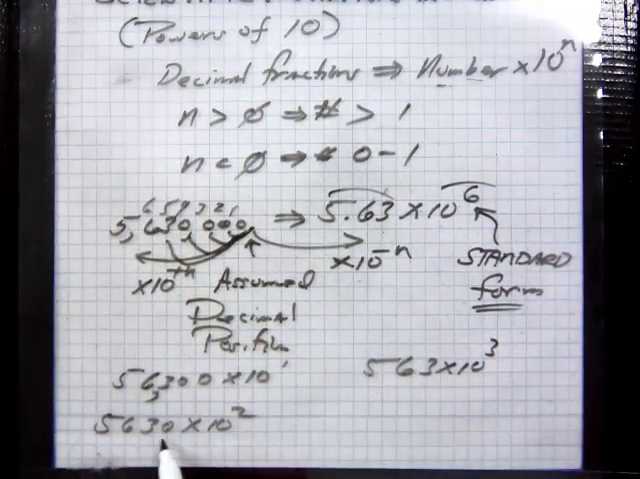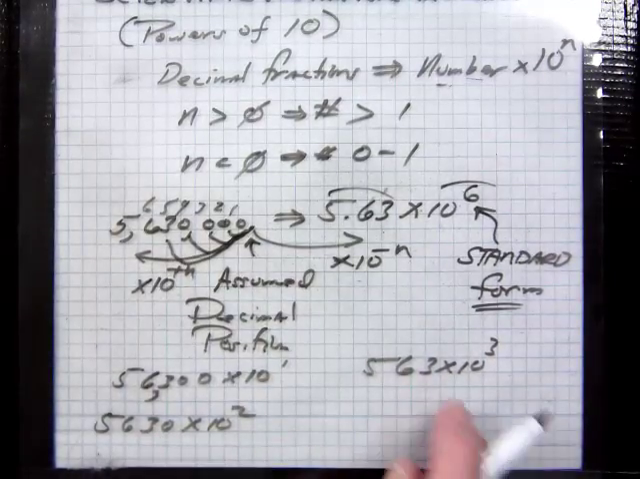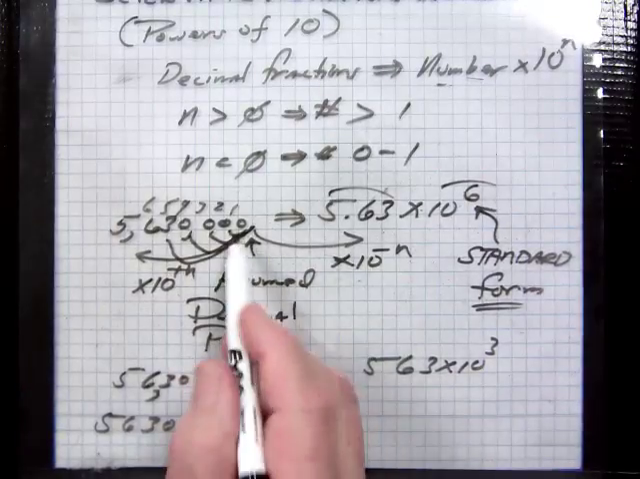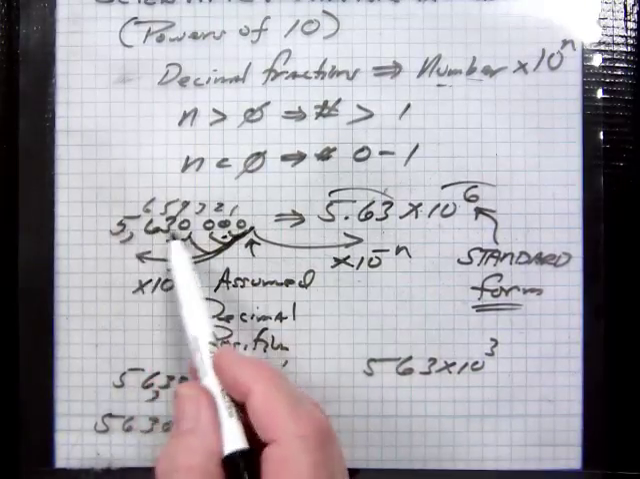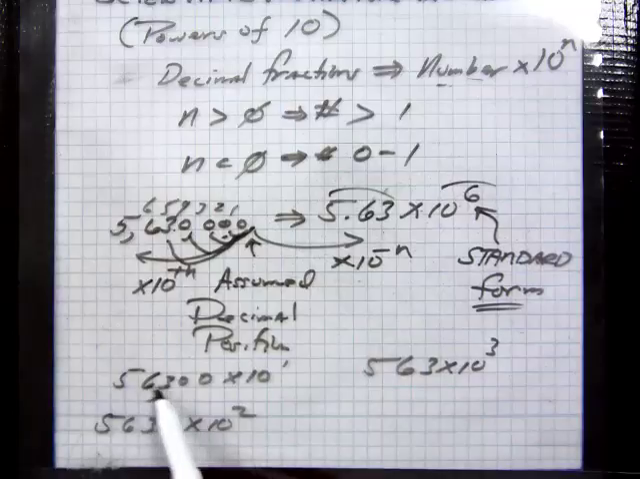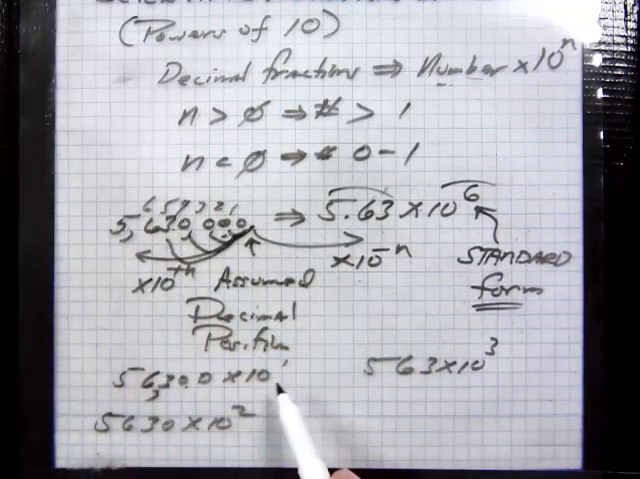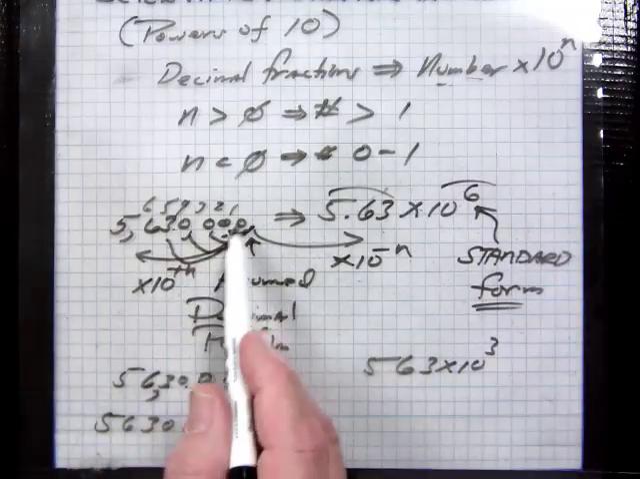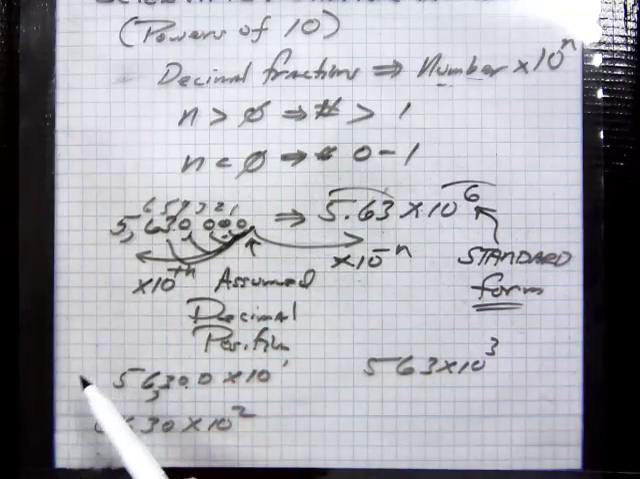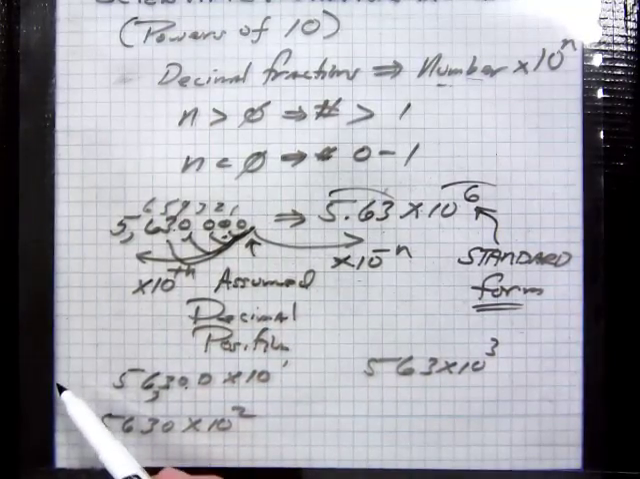I may be getting ahead of myself here. 5,6,3. I move it 1 here. 1, 2, 3, 4, 5, 6. That's right. 5 times 10 to the first. And then it's just a matter of counting them. Got it? Question?